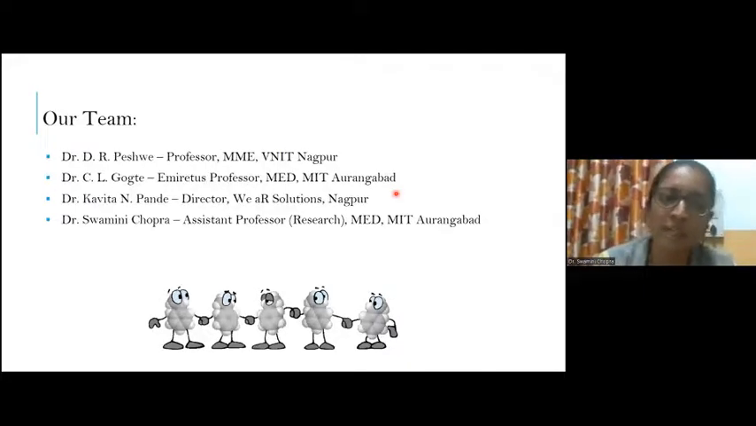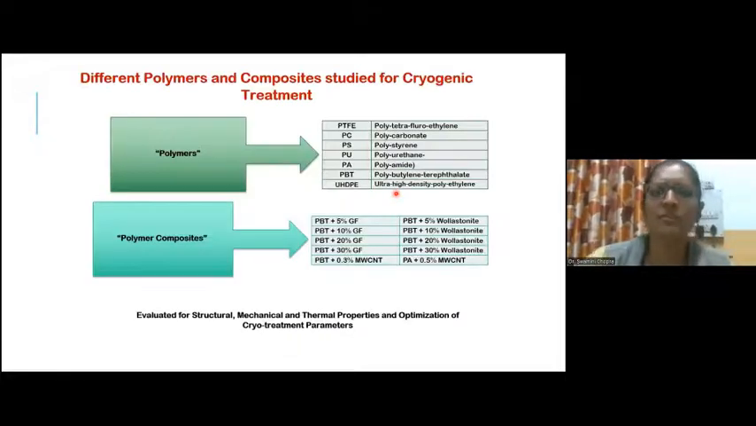So, this is our team spread at two locations. One is in the city of Nagpur, and one is in the city of Aurangabad. And we have worked with these different types of polymers: PTFE, polycarbonate, polystyrene, polyurethane, polyamide, PBT, and medical grade UHMWPE. Also, we have explored polymer composites of PBT and glass fiber, PBT wollastonite, and MWCNT nanocomposites.